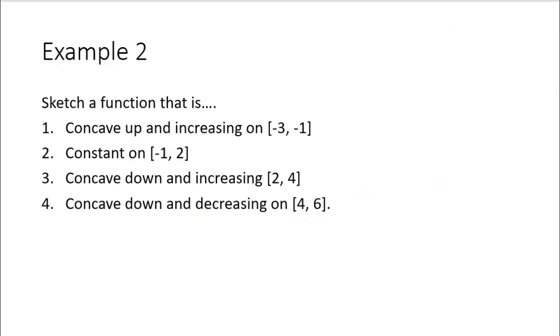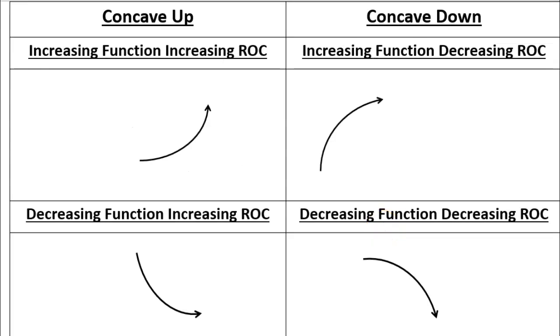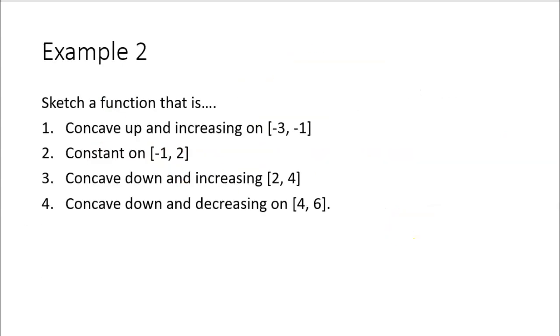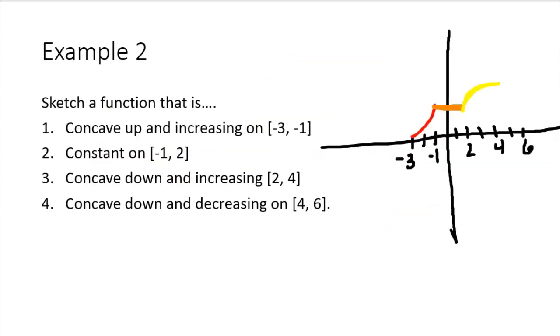So once again, we're going to go back to our chart here. We're going to find where concave down is. So we know it's one of these two here, and it's decreasing, so it's that one. So we're going to go ahead and just put that shape on the last interval, and we'll be good to go. Now we've got our graph drawn. Concave up increasing, constant, concave down increasing, concave down decreasing on the intervals that they gave us.